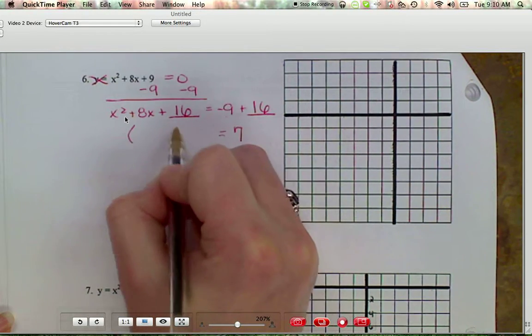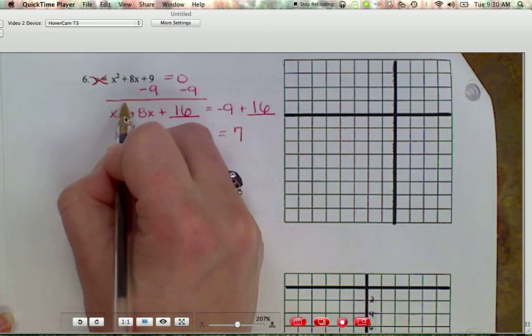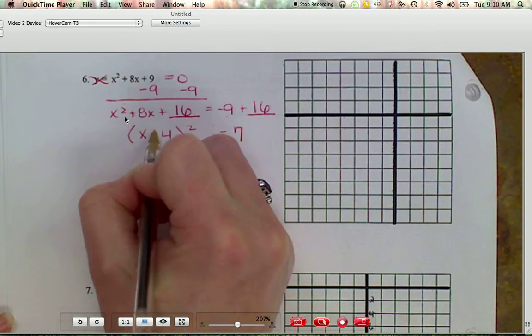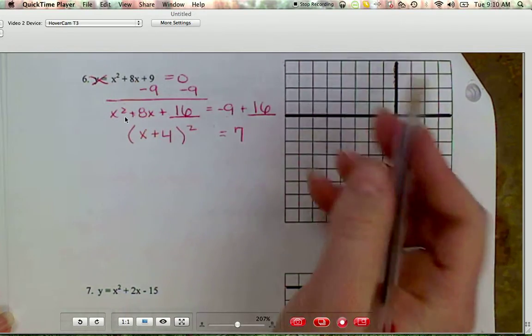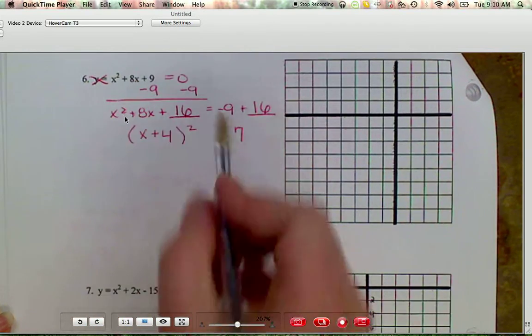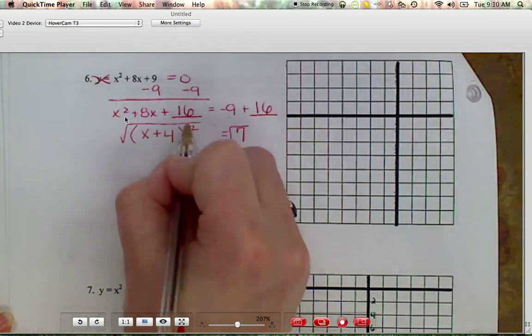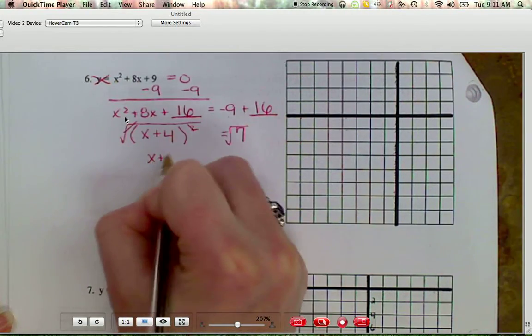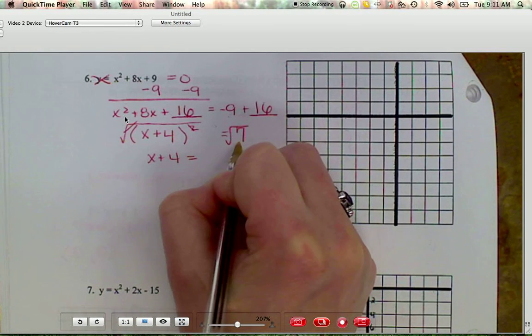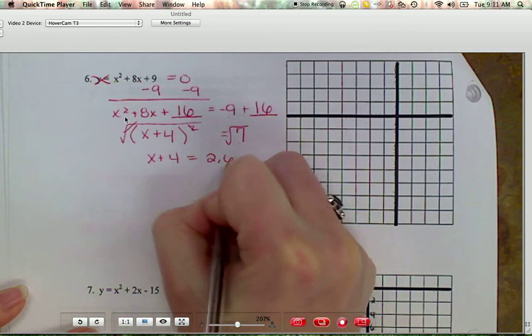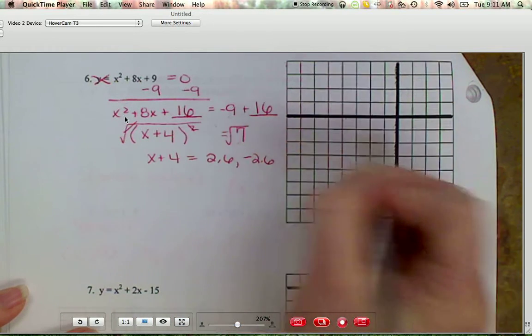And this becomes our perfect square. Take the square root here, and the square root here, and bring down the sign in the middle. Now, we want to solve for x, so we take the square root of this whole thing and the square root of this. The square and the radical cancel. Now, 7 is not a perfect square, so it's going to give us a decimal, 2.6 and negative 2.6.